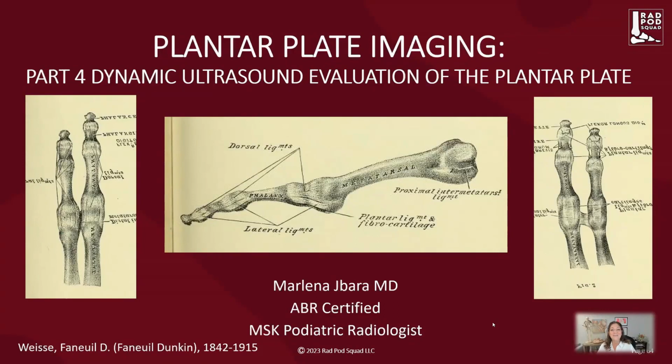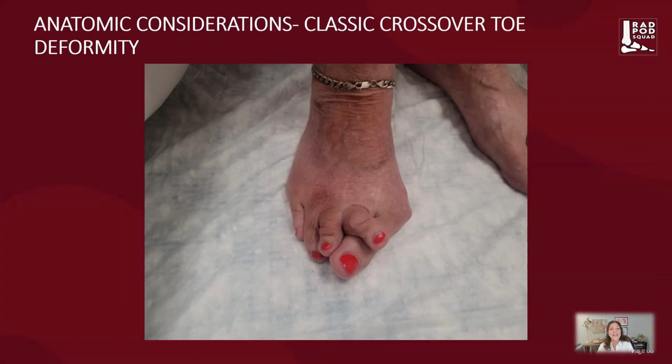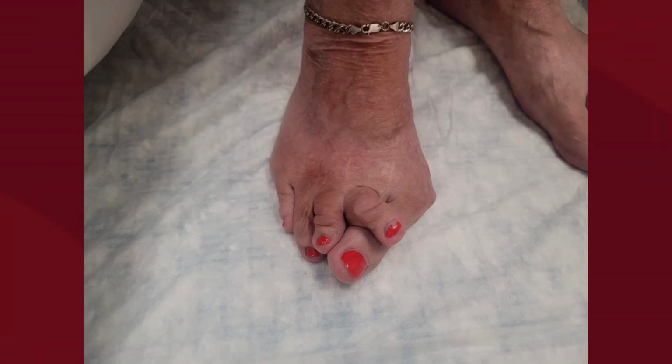Hi there, and welcome back to Plantar Plate Imaging. Let's take a look at part 4, dynamic ultrasound evaluation of the plantar plate. Anatomic considerations in the classic crossover toe deformity. This is the situation where you have a plantar plate tear that has occurred usually on the lateral border, in this case at the second metatarsophalangeal joint, and that has created a situation that has allowed a metatarsal rotational malalignment. That second toe is now flexed at the PIP joint and able to cross over to the great toe.